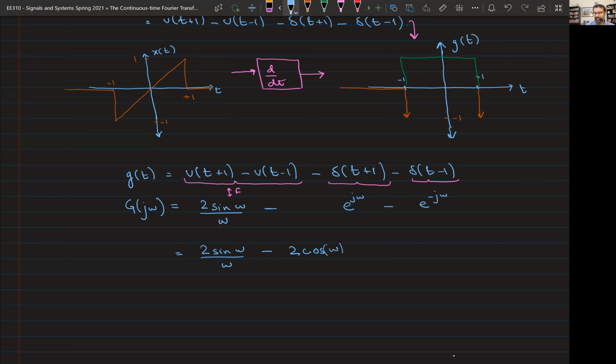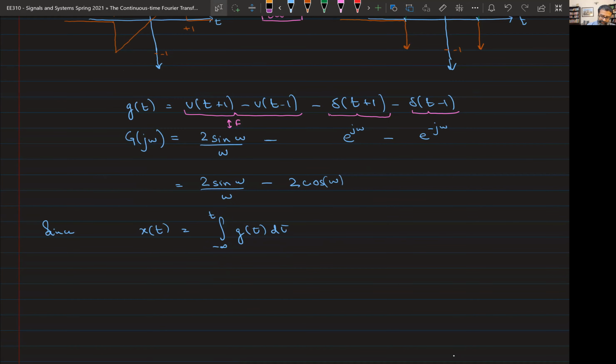Now, G of j omega is not what we were interested in, by the way. We were interested in finding the Fourier transform X of j omega, where X of t equals the integral from minus infinity to t of G of tau d tau. Remember G was the derivative of X, and therefore X is the integral of G. This implies that X of j omega is related to the Fourier transform of G by 1 upon j omega times G of j omega plus pi times G of 0 times delta of omega.